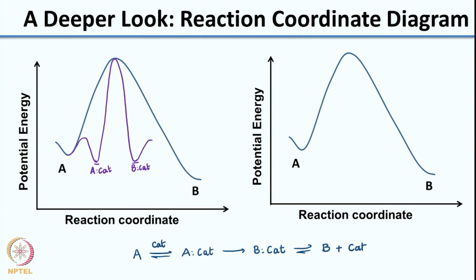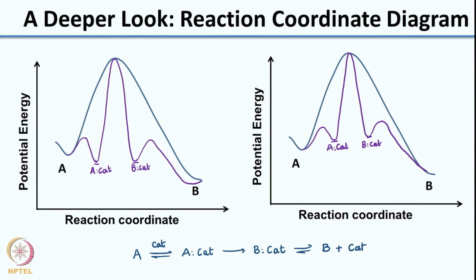And then, since B is bound, you have the product that is formed. So, this is one scenario. Another scenario is, say the catalyst binds very weakly to the reactant. So, again you get the A catalyst complex. Then again it does not bind to the transition state. So, let us call this B catalyst, and then finally you get your product. So, this is the second scenario.